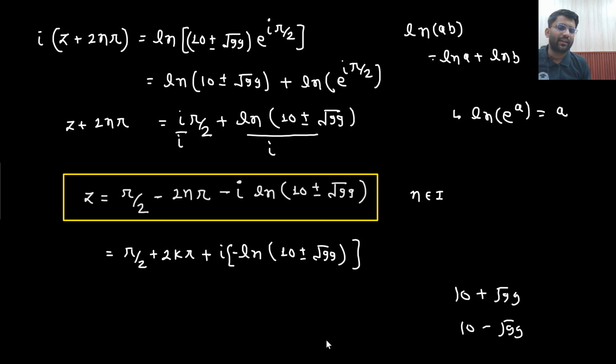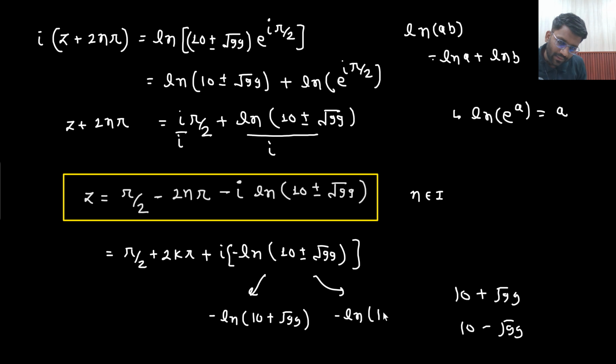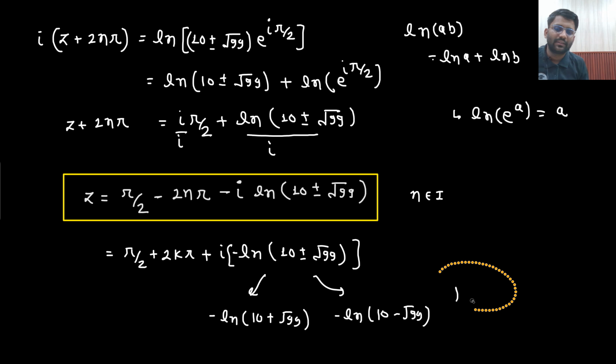Solve this ln part. Here what can happen is that either it can give you this answer, tan plus under root 99, or it can give you this answer, tan minus under root 99. Let's see what we are getting in both of the cases.